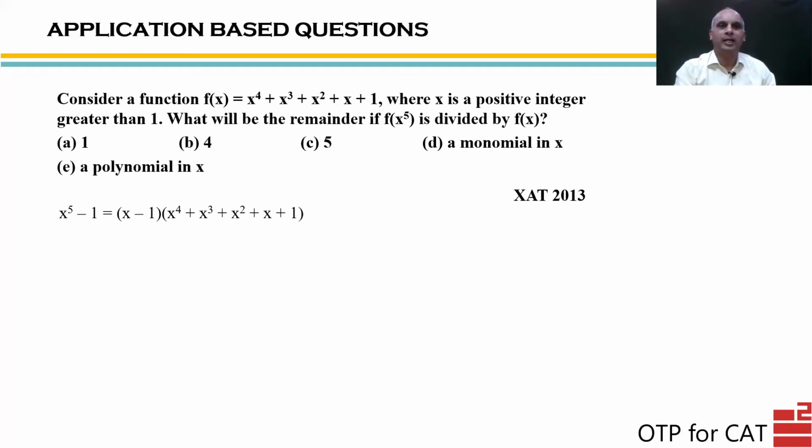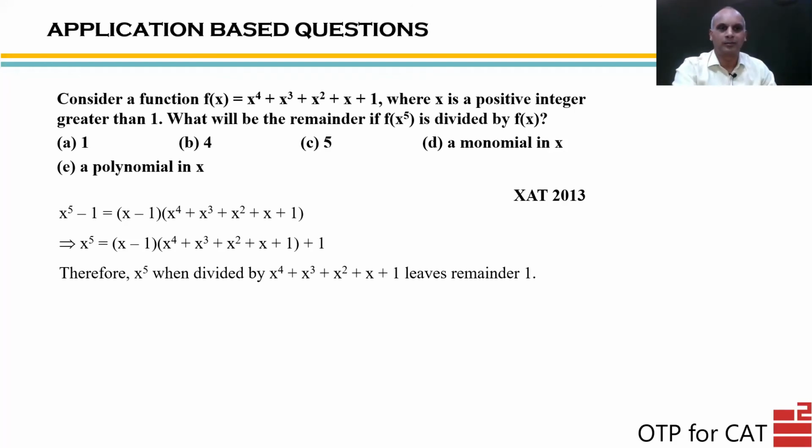First of all, x to the power 5 minus 1, you factorize using the formula a^n minus b^n. That is equal to (x minus 1) into the second bracket, and the second bracket is what is given as f(x). This formula I can rewrite as x to the power 5 is equal to, shifting minus 1 to the right hand side, the bracketed terms plus 1. And now I can say when x to the power 5 is divided by the bracketed term x4 plus x cube plus x square plus x plus 1, the remainder is 1. You get this point? Okay.